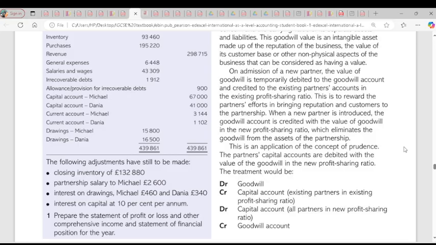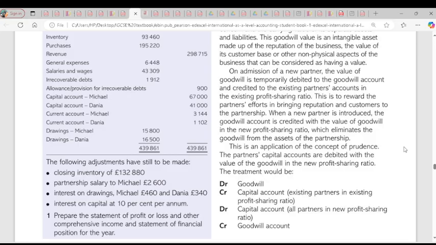For Daniel, we have drawings of 16,500 and interest on drawings of 340. We stop there. Then on the credit side, our balance brought down on the current account: for Michael 3,144, and for Daniel 1,102. Then the salary that is being paid to Michael, 2,600.